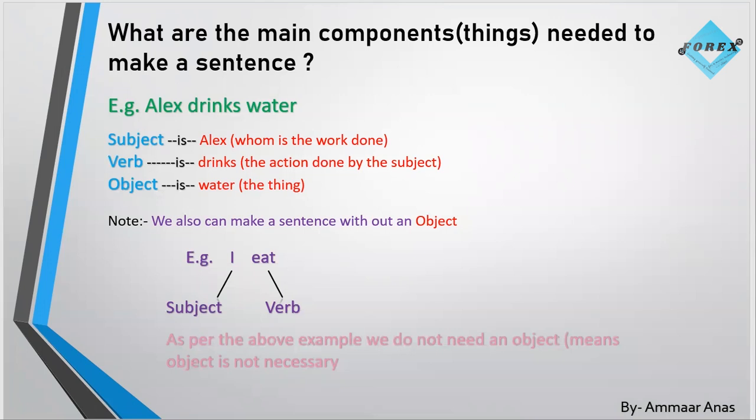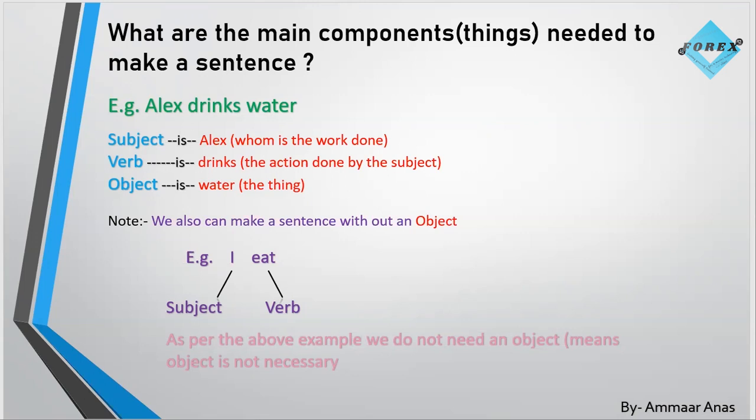So let's begin. What are the main components needed to make a sentence? There are three main components that are needed to make a sentence. The first is subject, the second is verb, and the third is object. We have an example sentence over here, which is: Alex drinks water.